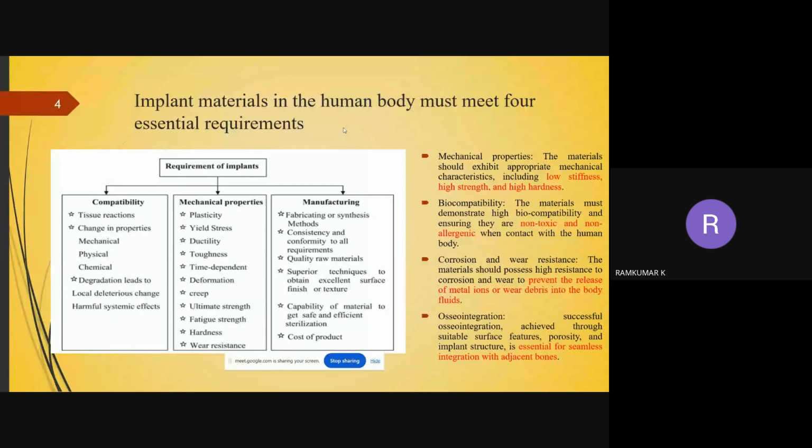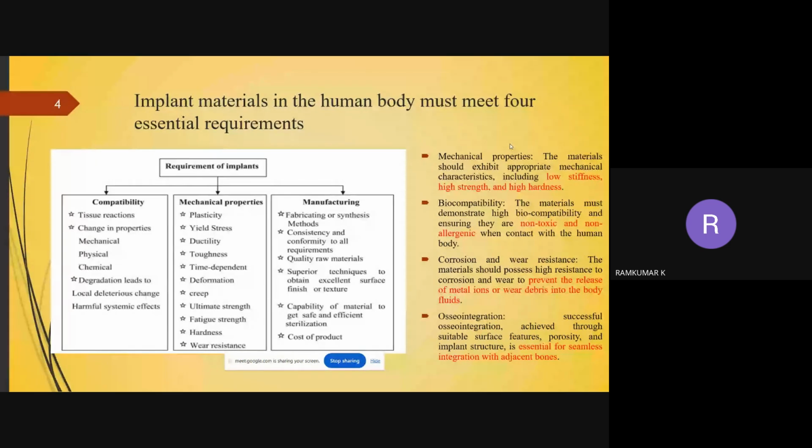On the side we can also see the four main properties. First one, mechanical properties. It should have high strength and hardness. The next one, biocompatibility. It should not be toxic or allergic to the human body. It should not release any metal ions. If it releases metal ions, it will have severe harmful effects. After that, we have to remove the implant again and do the surgery again.